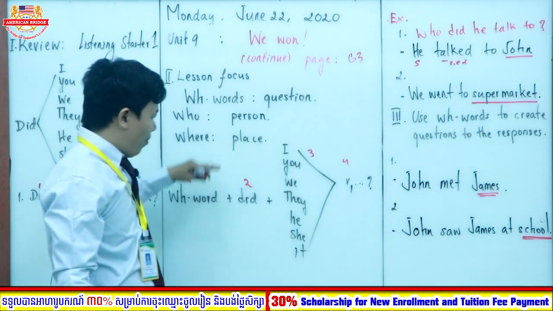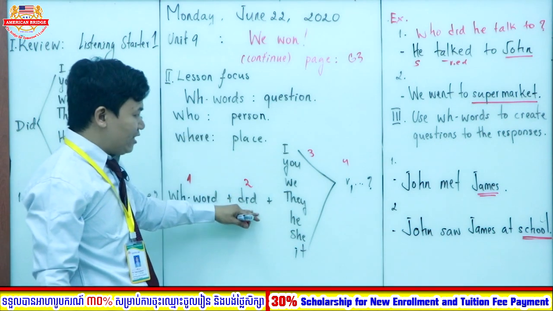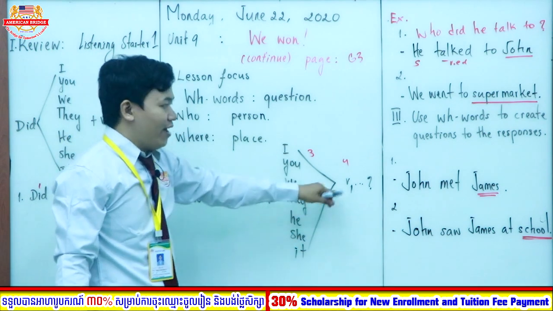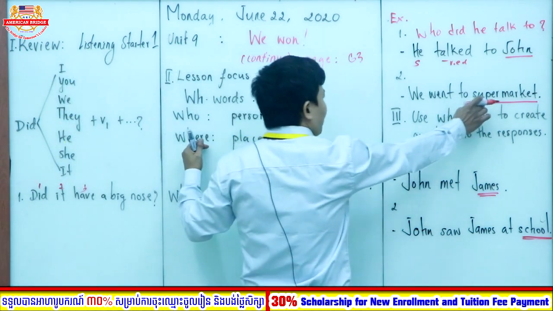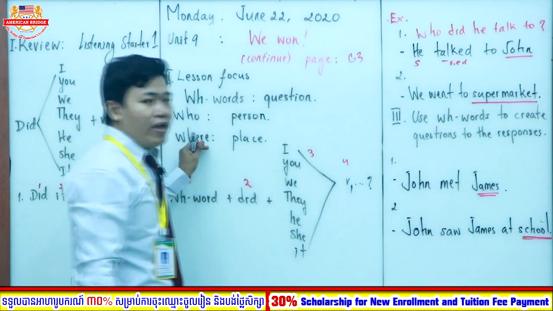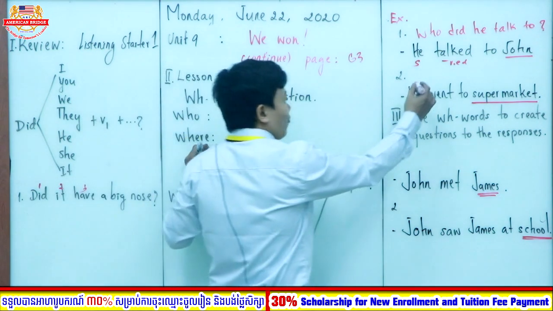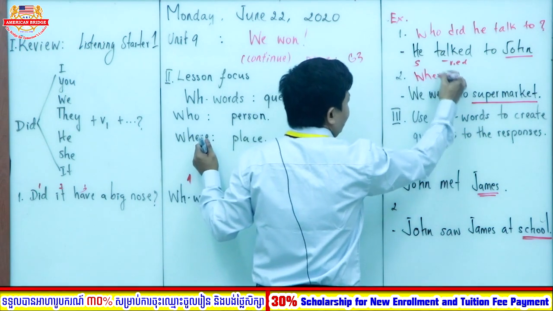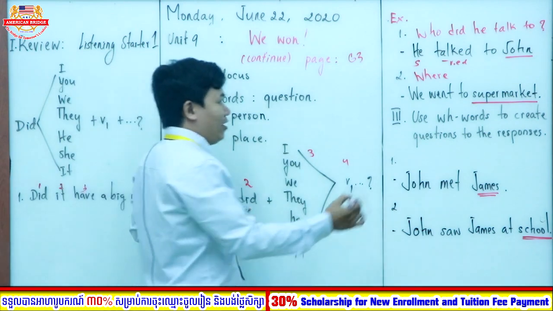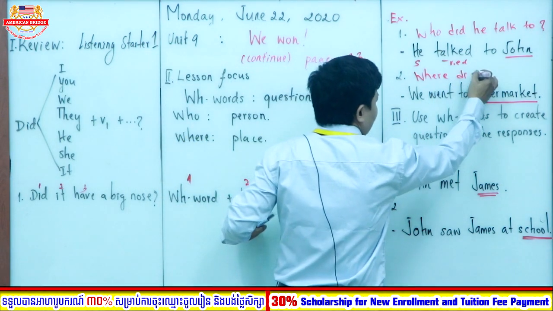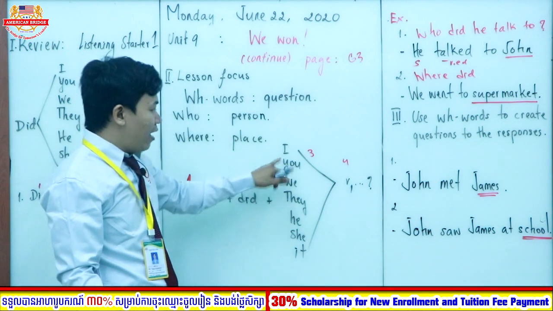So look at the form. WH word, which means where, and then we put the word did, subject pronoun, and verb 1. So follow the form. We need to put where first, right? Because we asked about supermarket, right? So if we ask about a place, we need to put where. Where. Follow the form. The second one is did. You can put did. And then you need to find out subject pronouns: I, you, we.